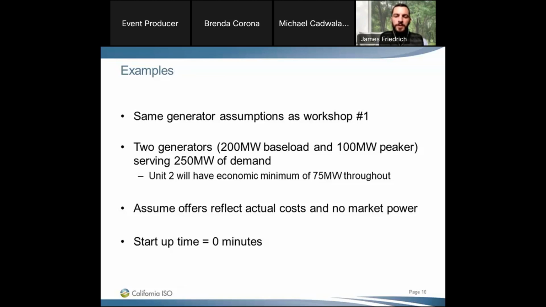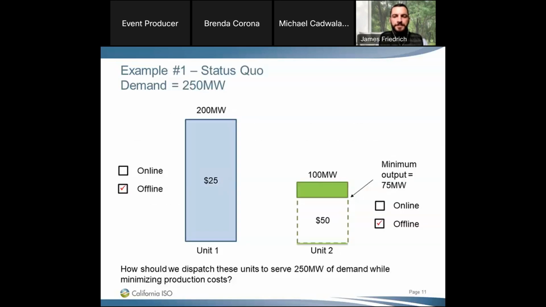Okay, so let's move on to the next slide. We're going to have two examples. Example one is going to describe first the status quo pricing. So this is a repeat of the same example from the first workshop. And we're going to build on only the concept of minimum output relaxation to show how that affects the price and affects which unit in this example sets the price.